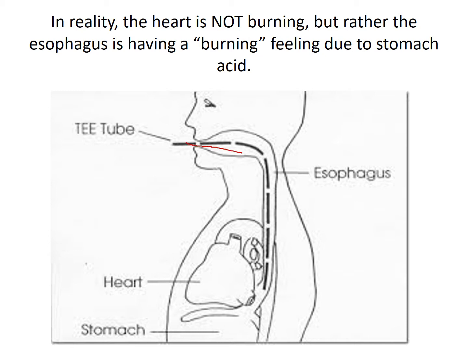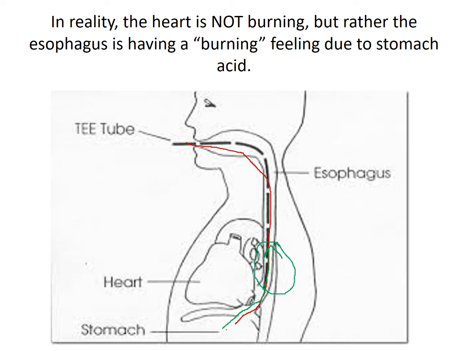So here's your mouth, here's the esophagus, all right, going down to where? The stomach. So what happens is this, and I'll show you, acid is actually coming up from the stomach, all right, into the esophagus. Acid reflux. So what happens is that the acid is actually burning the esophagus.